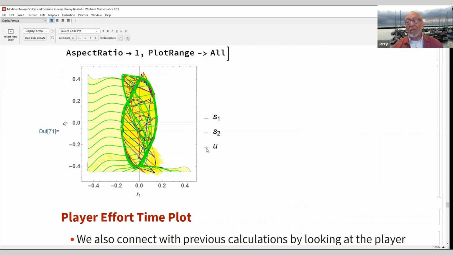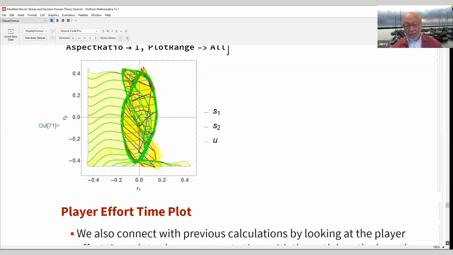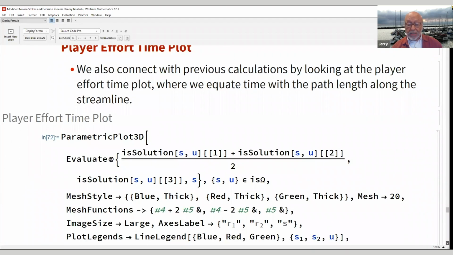And I get something as a two-dimensional plot. Green is along a streamline. That's a constant S1 minus S2. So a constant streamline. Here's my two-dimensional cycle. And I said I can look at that in 3 dimensions. So let's look at that plot in 3 dimensions.